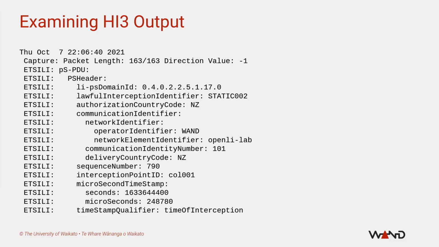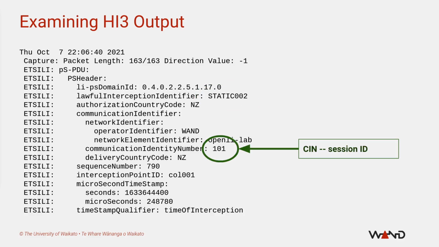Here we have the PS header section of the last intercepted record on HI3 for our static IP intercept. This structure and its fields should look very familiar to you, as it is the same header format that we saw for the voice over IP intercept. I just want to point out a couple of differences here, though they should be fairly obvious. The first is that the lawful interception identifier contains the LI ID that we assigned to our static IP intercept this time around, which is what you would expect.